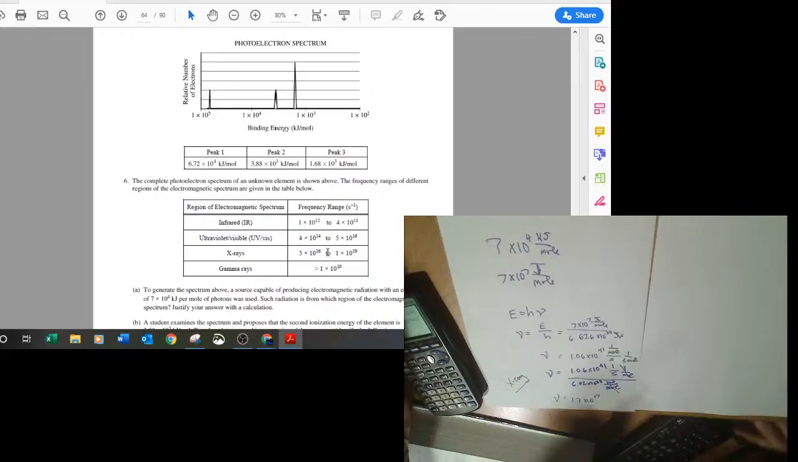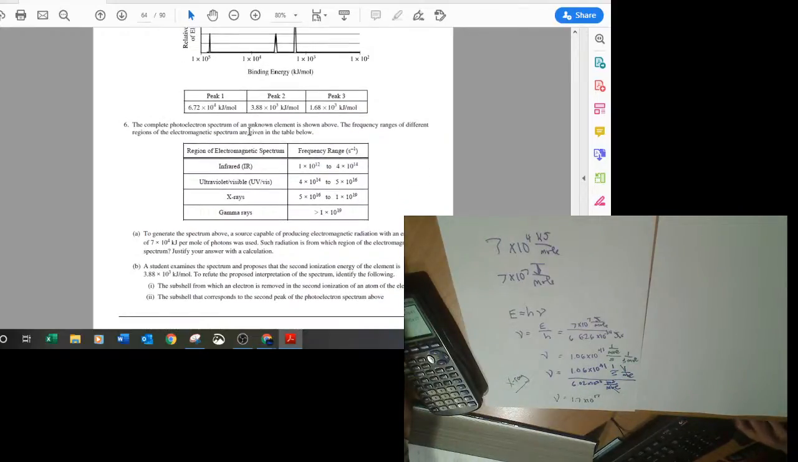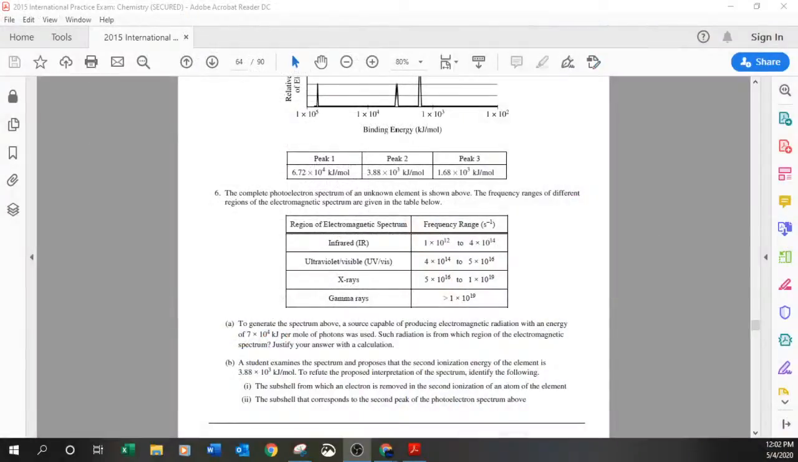Now, for the other two parts of the problem, a student examines the spectrum and proposes the second ionization energy is this. To refute it, what subshell did it come from and what subshell corresponds to the second peak? Alright, now let me make that a little larger so that you can see what we're talking about. So it says that he proposes the second ionization energy is this.